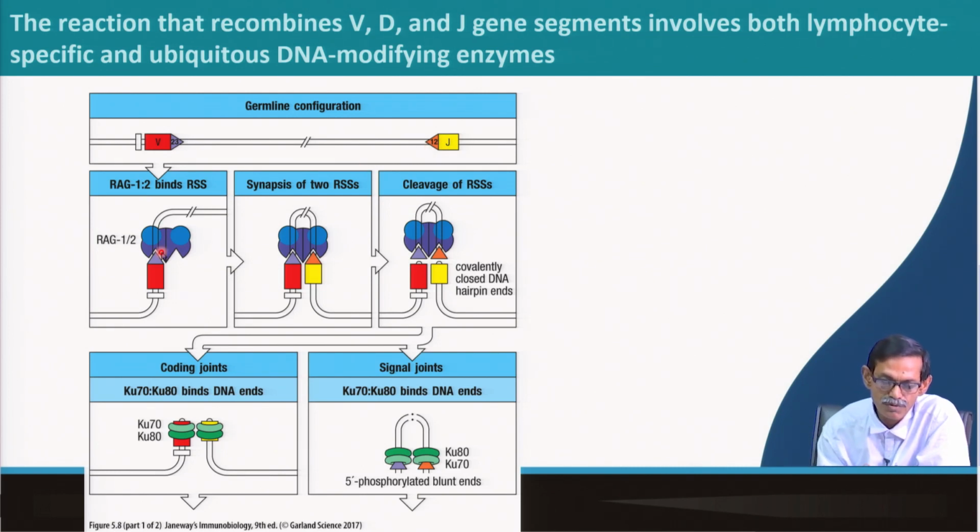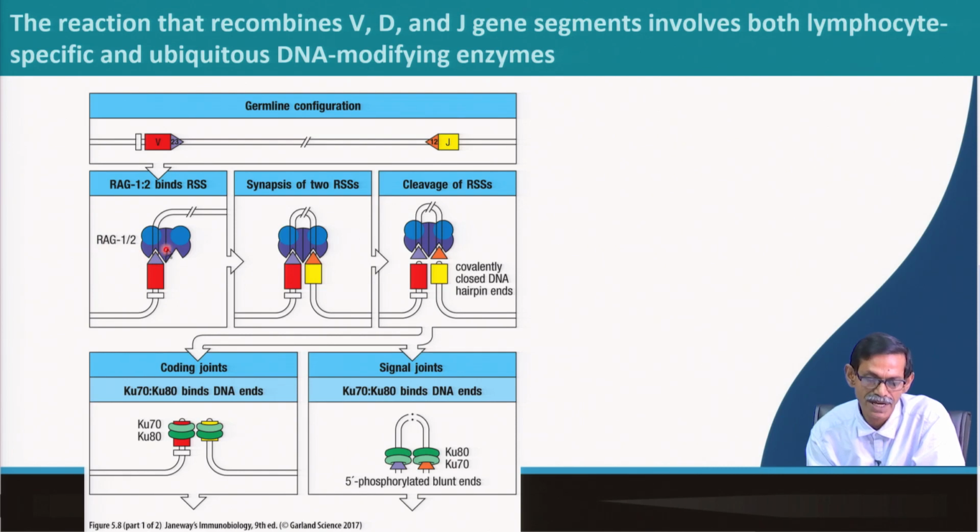First, there is a protein called RAG. It is actually the product of the recombination activating gene: R for recombination, A for activating, and G for gene. There are two different proteins, RAG1 and RAG2. RAG1 and RAG2 make a complex, which I will show you.